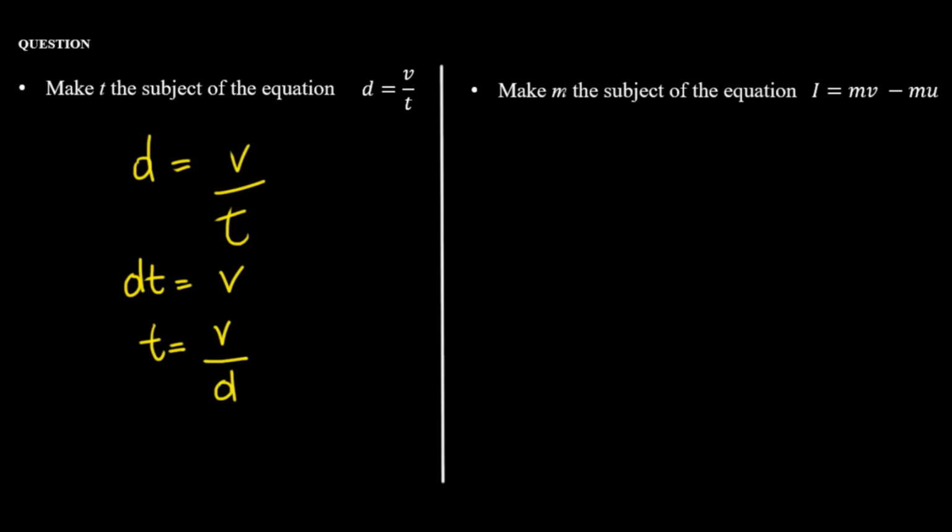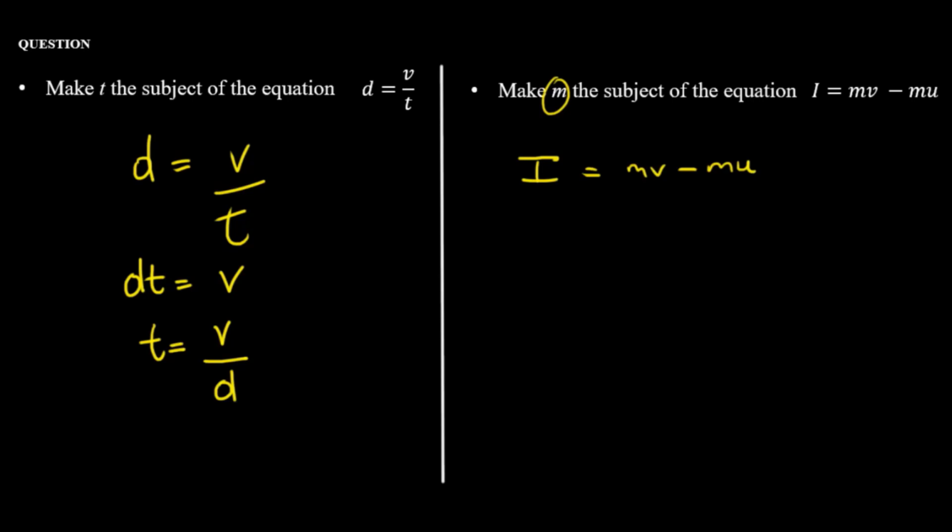In the next equation, we want to make m the subject of I equals mv minus mu. So let me just write that down right here. And in this equation, now we have m in both of these terms, but we want to make m the subject. So that means we're going to need only one m. What am I going to do next? Well, here is where factorization would probably come in handy, right?